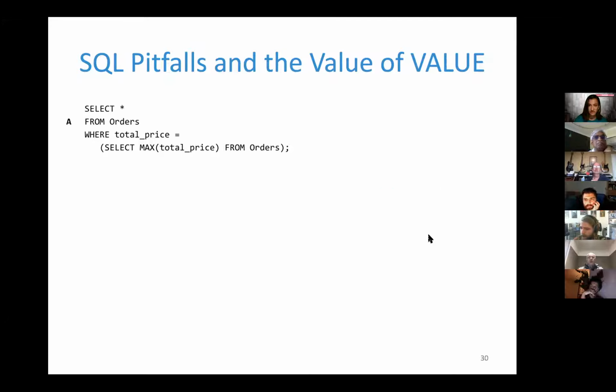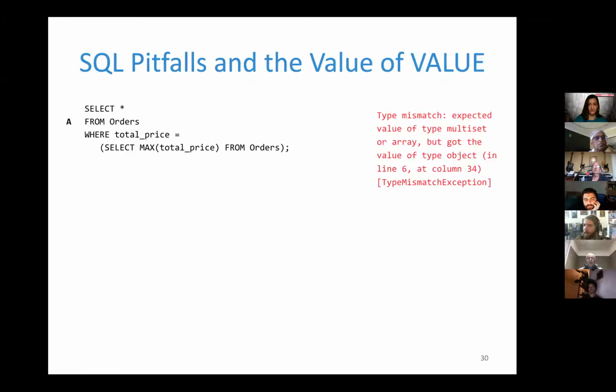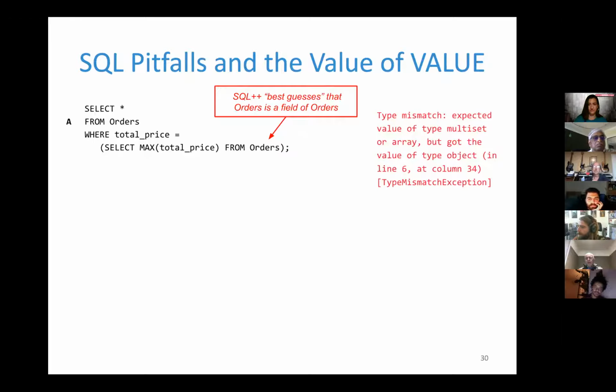So, okay, the first one. What's happening here is we run the query, and the result of the query is a type mismatch. And so what does that mean? What's happening in here?